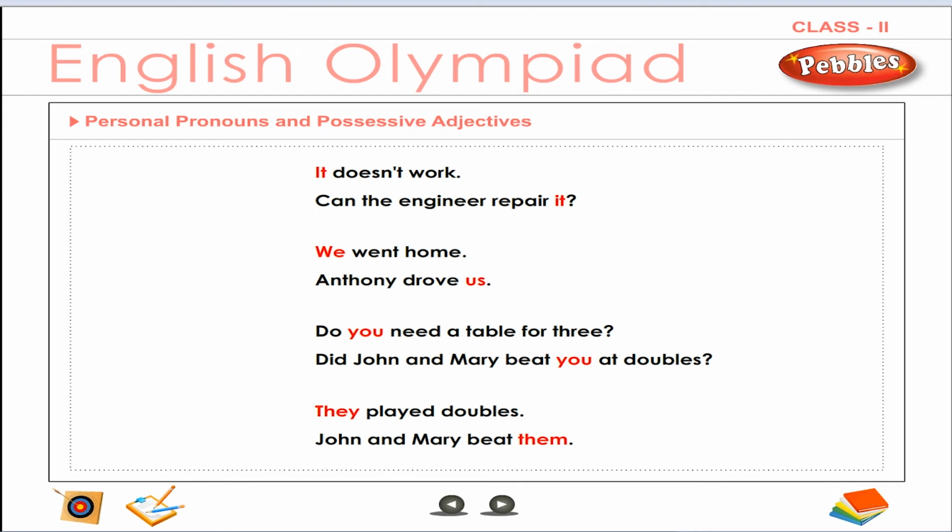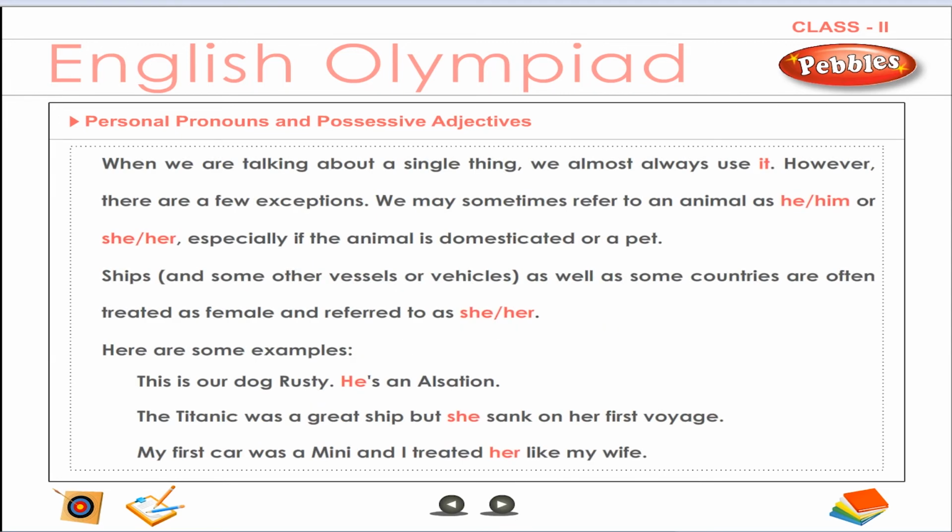We went home. Anthony drove us. Do you need a table for 3? Did John and Mary beat you at doubles? They played doubles. Beat them. When we are talking about a single thing, we almost always use it.